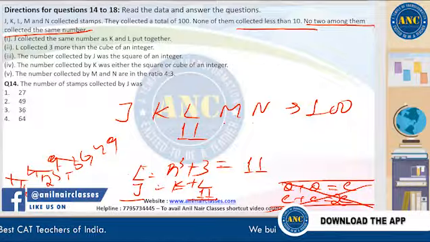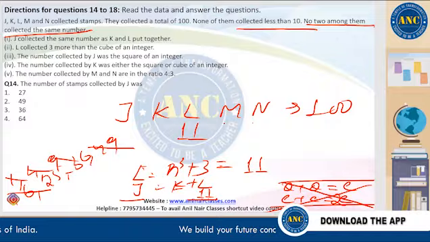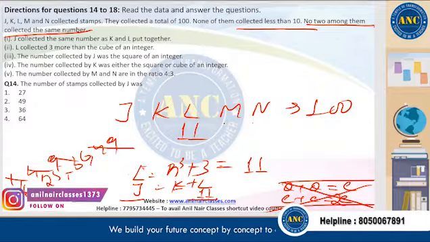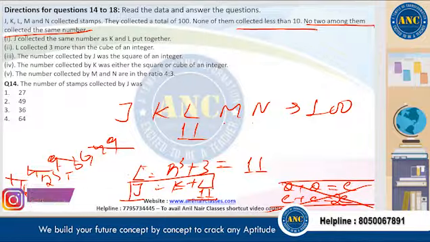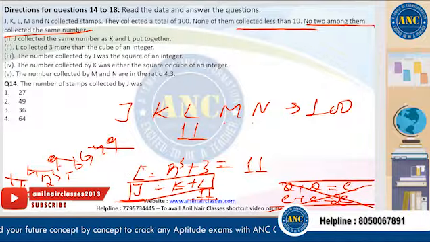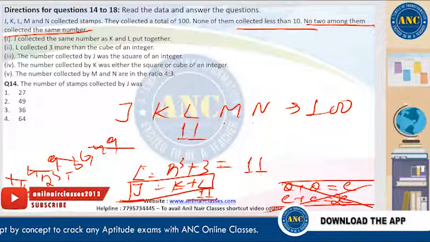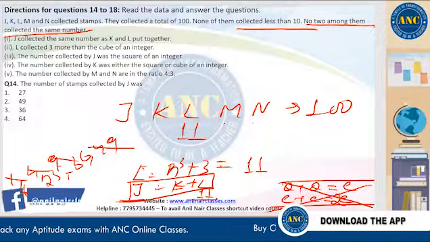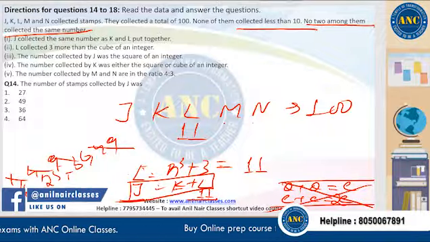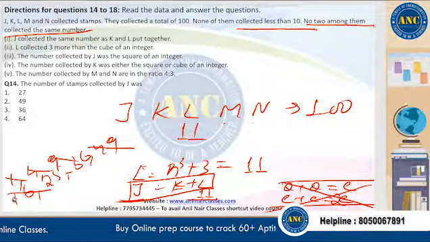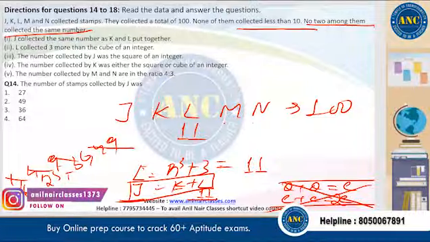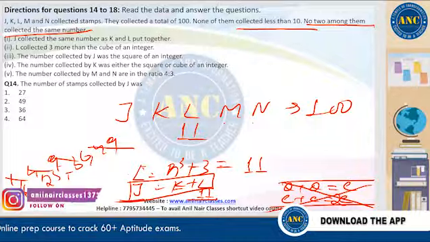What if we take J as 49? If J is 49, K plus L is also 49, which means M and N both should be 1 and 1 or 0 something, which is not allowed. There has to be a minimum number of stamps collected by everybody, equal to 10 or somewhere around that mark.